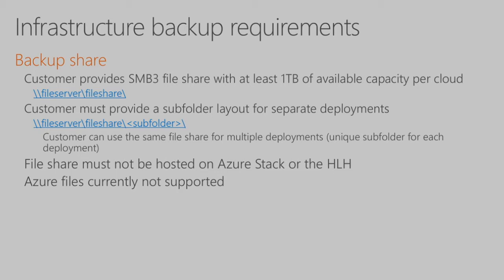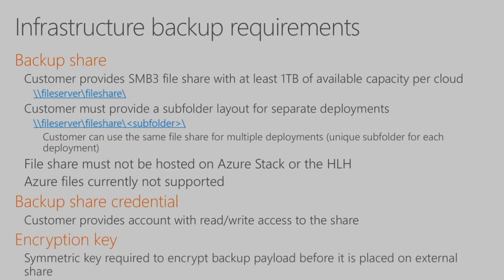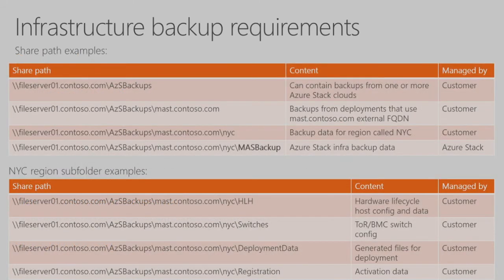So if you give us this path here, in the second line, I've got the Contoso FQDN. NYC is my region. So you could have one share for all of your Azure Stack instances. What we really care about is the folder that you give us that's under NYC. Under NYC, MAS backup is what we own, but as a pure folder, HLH, switches, deployment data, registration, all of that you can put in there, but that's something that you would put in there through the scripts for the OEMs or something that you would back up after deployment.